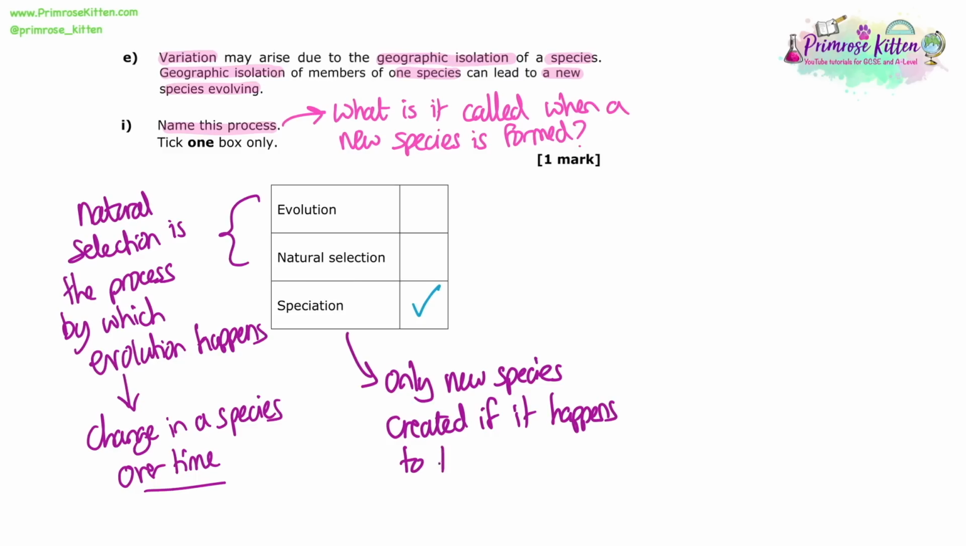So they have to be separate for a time, let natural selection and evolution happen over time in separate populations that can't breed together, and then eventually they'll be changed so much over time that even if they're put back together, they wouldn't be able to breed to produce fertile offspring anymore, and so we've created this new species.